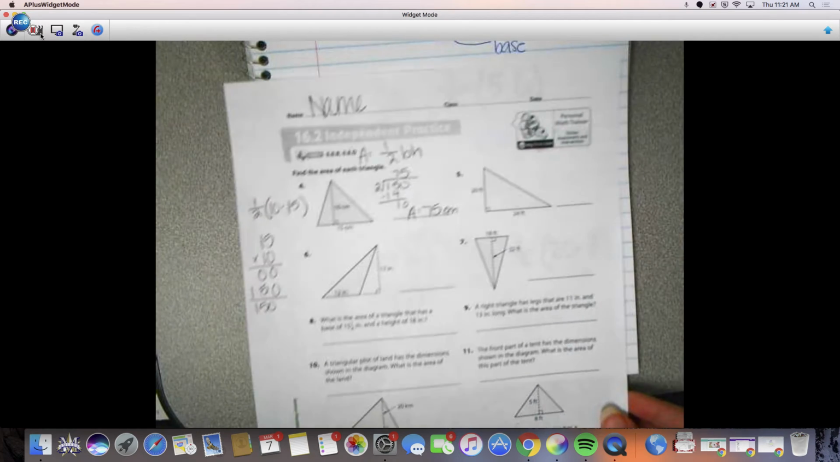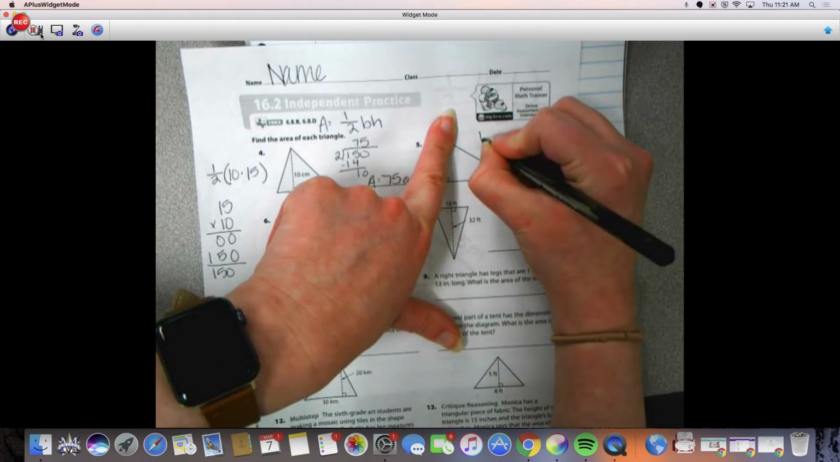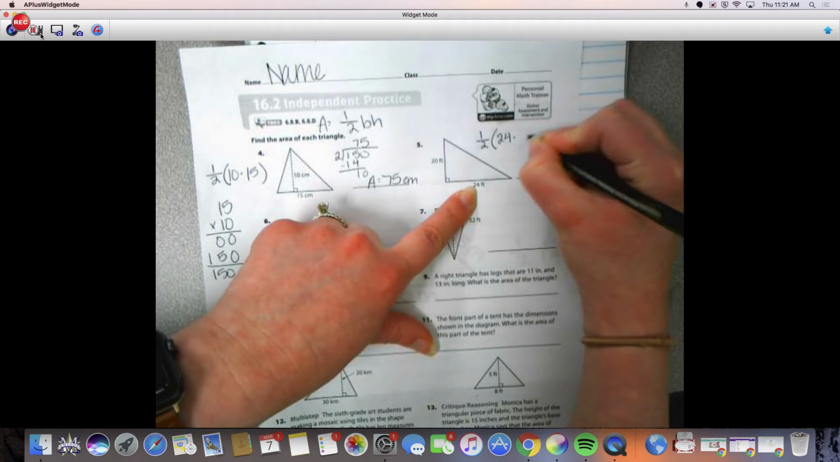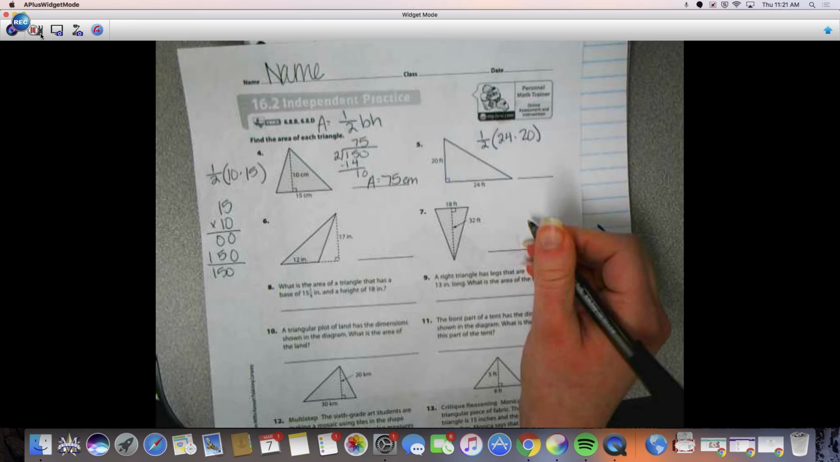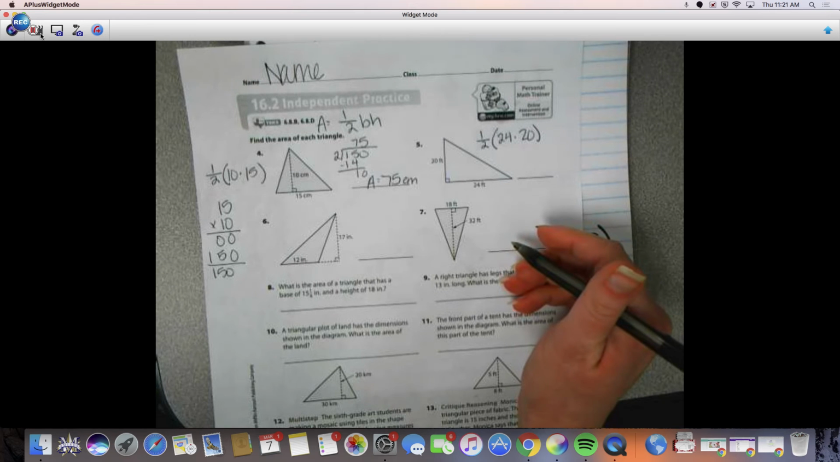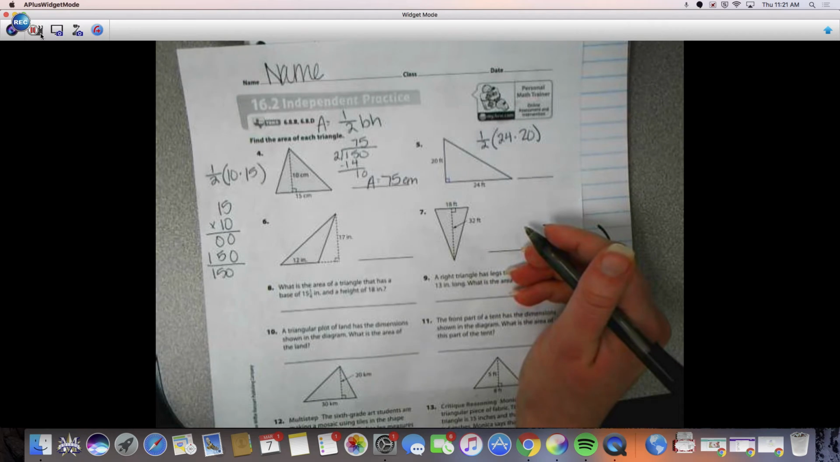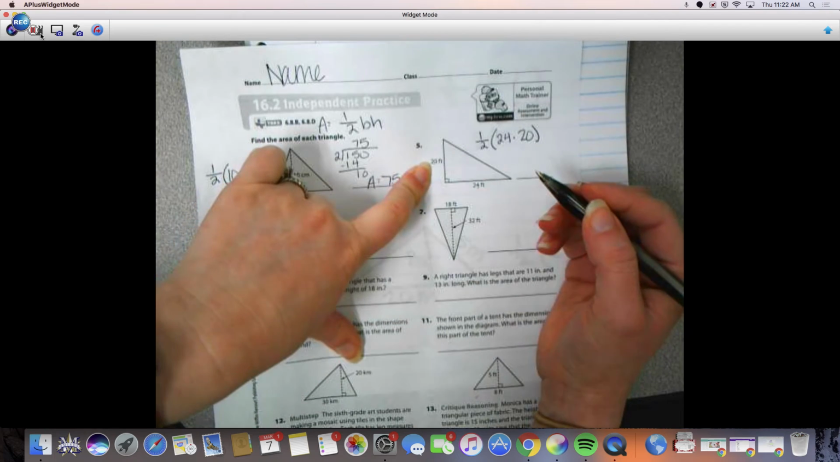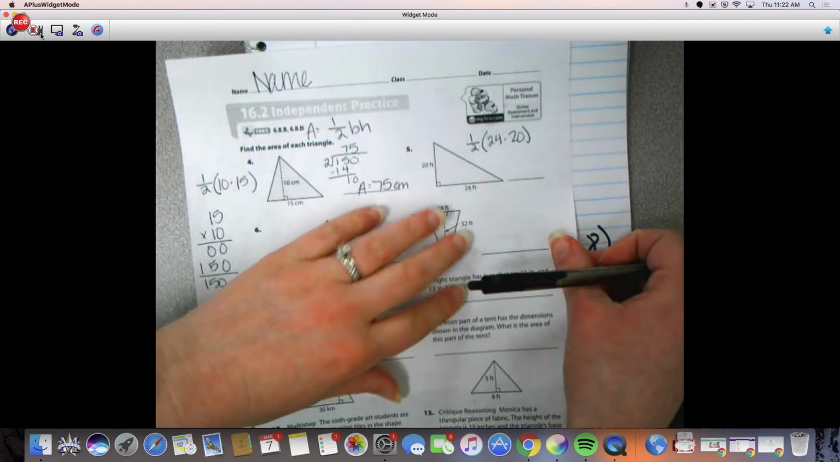Okay, number 5. We write our equation, 1/2 times 24 times 20. Remember the little trick that I had just taught you? Whenever you multiply any number times something with a 0, just multiply it like normal and add the 0 on at the end. So what is 24 times 2? 48. So now we just add on that 0. 24 times 20 would be 480.